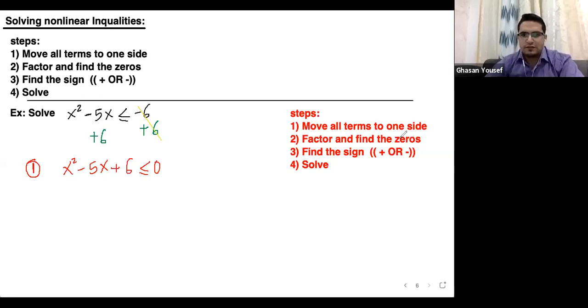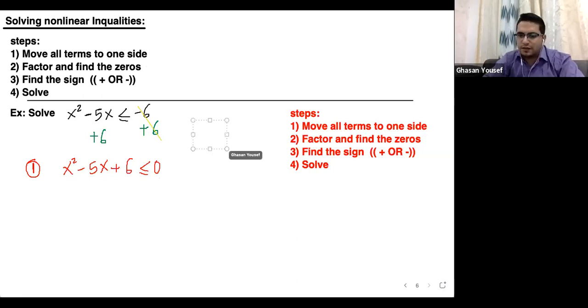Step number 2, factor and find the zeros. To do this, I have to hide the inequality like this, and I have to factor this expression and find the zeros. I should make it equal to 0. Again, I have to hide the inequality, then factor, then make it equal to 0 to find the zeros.